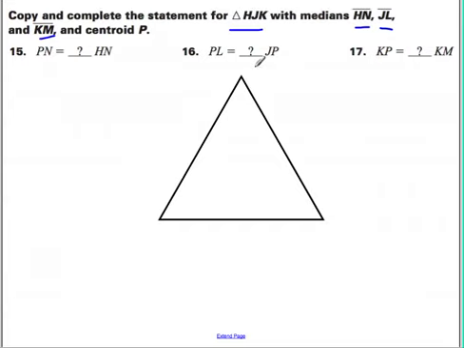Let's switch colors. We're going to label this guy H up here. This is going to be J over here. This is going to be K over here. If they don't give you a picture, draw a picture. Not a big deal. Just draw it. Piece of cake.